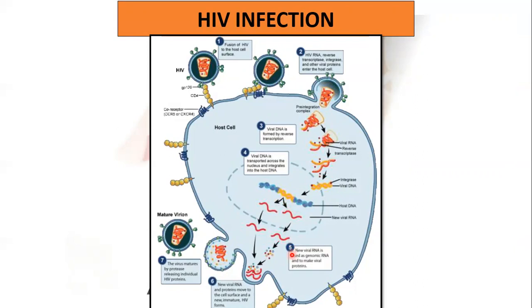And then the new viral RNA will be used as a genomic RNA to make viral proteins, as you can see here. And then this new viral RNA plus the proteins would move to the cell surface and would form the new immature HIV forms. Okay? And then as the virus matures by protease releasing, it would now be released from the cell as individual HIV proteins. And here now would be the new HIV virus. Okay?